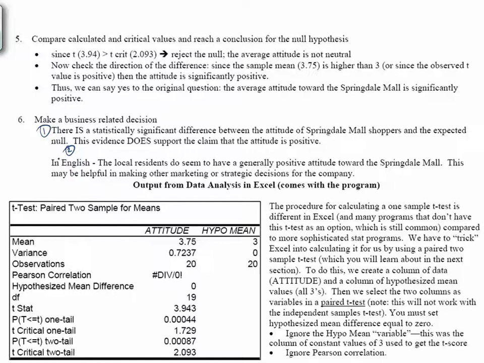And I think this is where the most difficult part of hypothesis testing comes in. We see that first, the test is telling us that there is a significant difference, a statistically significant difference. But we really have to go back to the claim to ask if it does support the claim. The claim is that the attitude is significantly positive. We find the evidence that suggests this, so we say the evidence does support the claim. In English, local residents do seem to have a generally positive attitude towards Springdale Mall. This may be helpful in making other marketing and strategic decisions for the company.